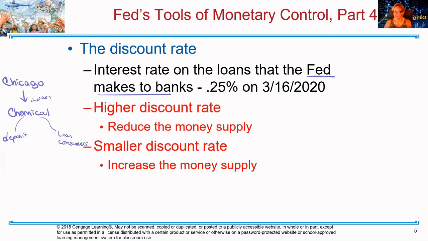If they reduce the discount rate, then that will increase the money supply, because they have more money since they're not paying interest on this loan. In March 2020, it was 0.25%, and this is the discount rate that the Fed can increase or decrease depending on what they want to be doing with monetary policy.